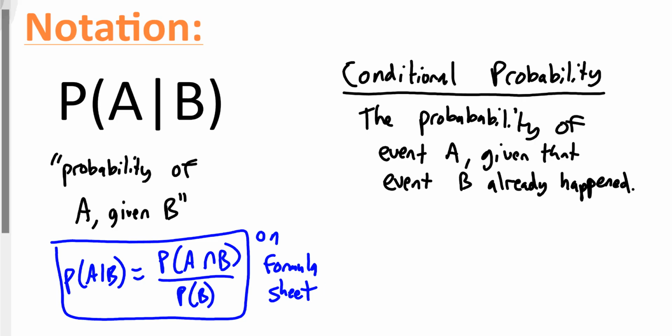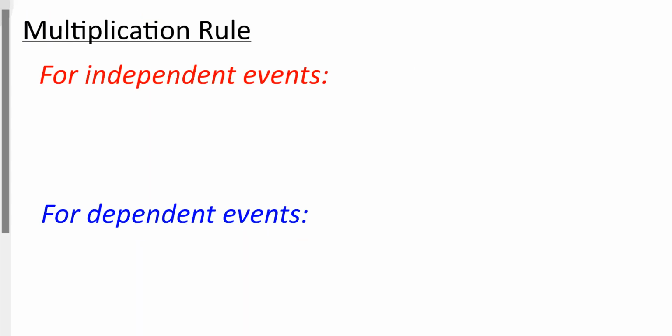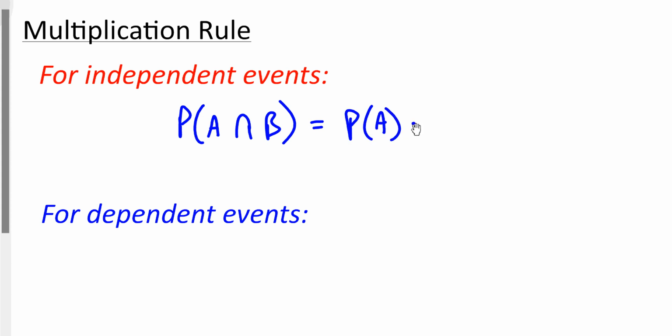Now, we need to discuss this multiplication rule because it is slightly different for independent versus dependent events, as was shown in that last example. So for independent events, we're talking about the probability of A and B, so 2 things happening simultaneously. It's just the probability of A times the probability of B.